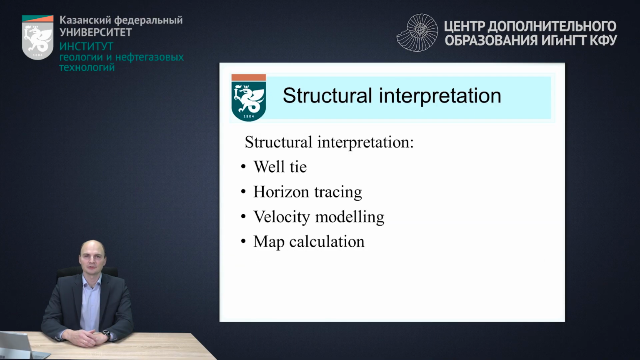Right now we are going to talk about the structural interpretation. The structural interpretation ends up with the construction of the structural maps. By using these maps, geologists can find the oil traps and investigate the subsurface. Structural interpretation consists of four main steps: seismic to well tie, horizon tracing, velocity modeling, and map calculation.